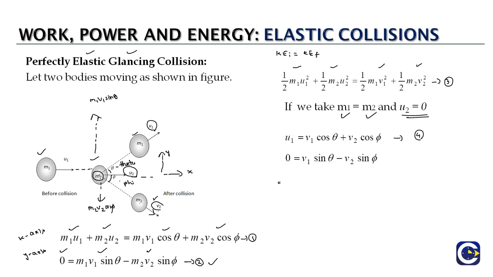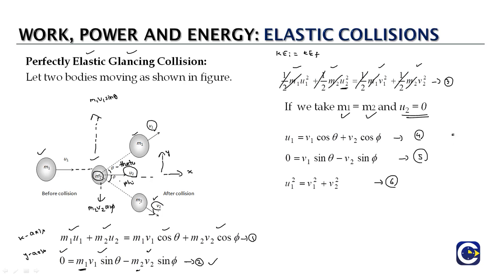Equation 2 gets modified: on the LHS we have 0, and both mass values are the same, so we can take them onto the left hand side. The remaining part is 0 equals v1 sin theta minus v2 sin phi, which we call equation 5. Equation 3 gets modified as well: since all the masses are the same, we can cancel off the half as well as the mass terms, and with u2 equal to 0, u1 square is equal to v1 square plus v2 square. We will call it equation 6.